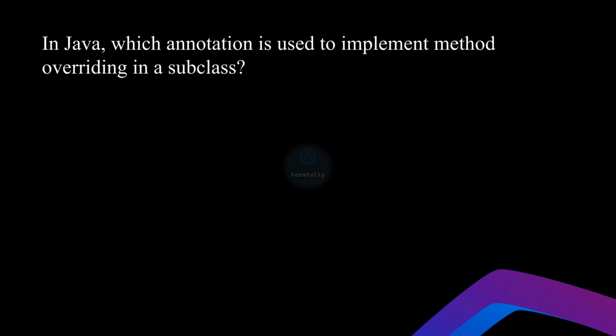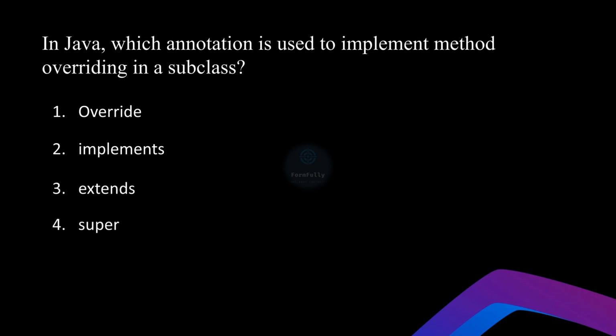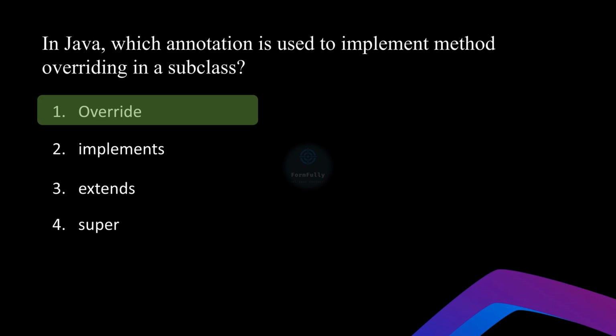Moving to the next question. In Java, which annotation is used to implement method overriding in a subclass? Override, implements, extends, super. To indicate that a method in a subclass is intended to override a method in a superclass, you use the Override annotation. This annotation is used to ensure that the method in a subclass is indeed intended to override a method in a superclass.